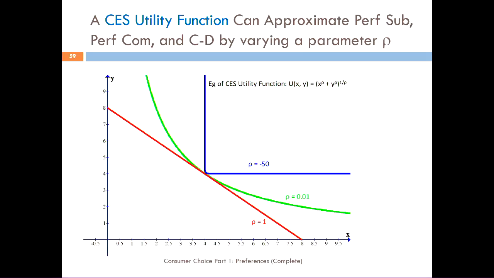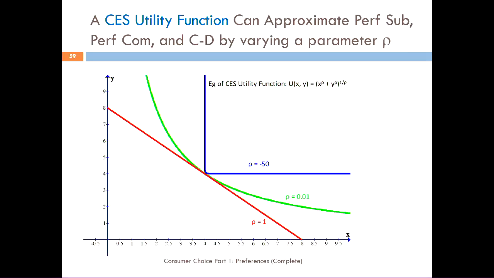You take the amount of x raised to the power of rho plus the amount of y raised to the power of rho, add them together, and then raise that whole thing to the power of 1 over rho. That's a CES utility function. Why is that useful? Well, for example, imagine that rho is equal to 1. What's this equal to? This is just x plus y. So that's our perfect substitutes utility function.